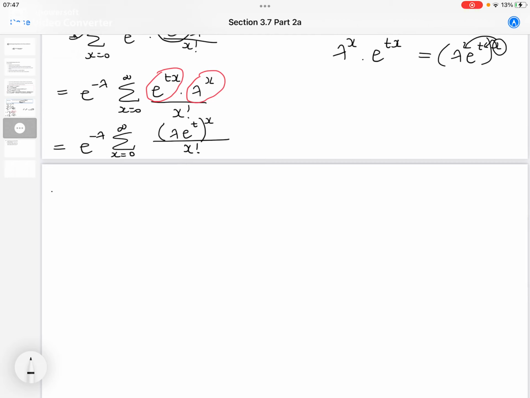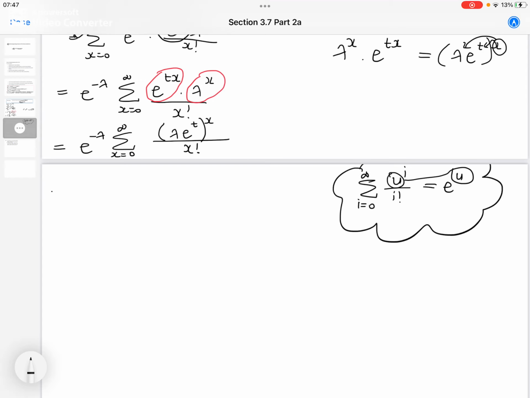Alright, so we have learned a couple of results. One of them is that the summation of i going from 0 to infinity of u to the power i divided by i factorial is equal to e to the power u, regardless of what that u is. Alright, can we use this expression to simplify this derivation?